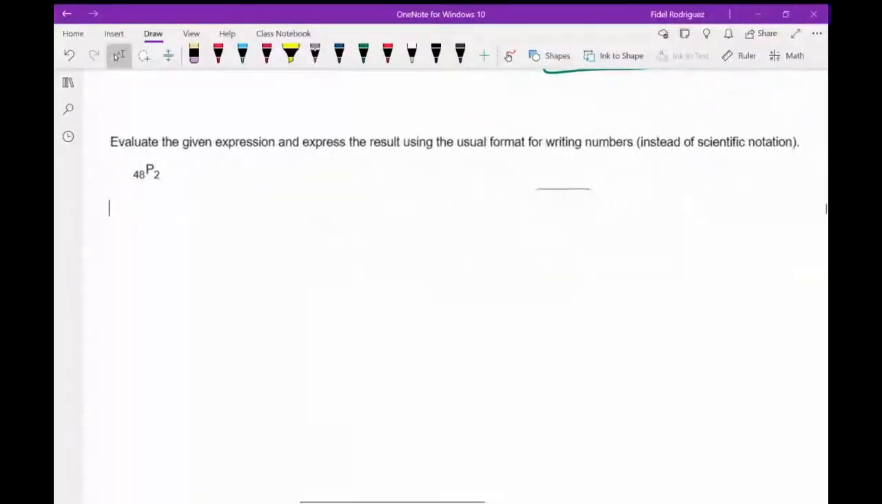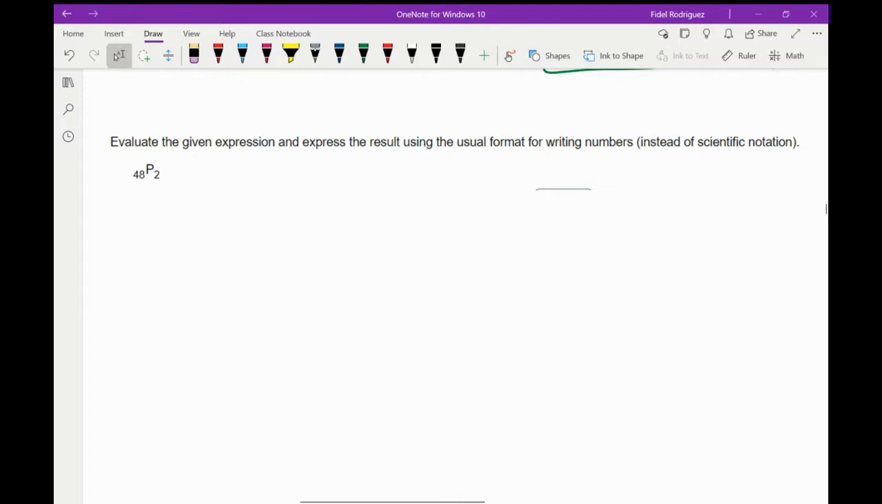Let me do a little copy and paste here. Okay, and let me copy this here, and let me paste this in my notes so we can see what we're looking at. Okay, and let me share my screen so you guys can see exactly what I'm looking at. So Cynthia, this question is telling me to evaluate the given expression and express the result using the usual format for writing numbers. And notice what it says right here: instead of scientific notation. Okay, so let me show you.